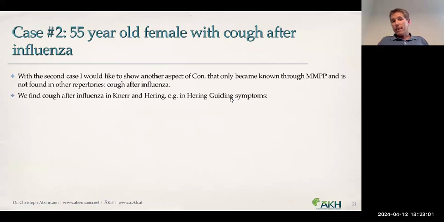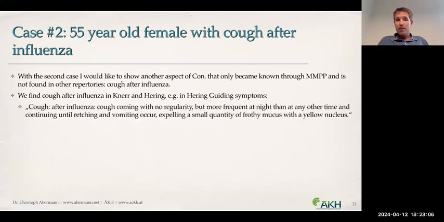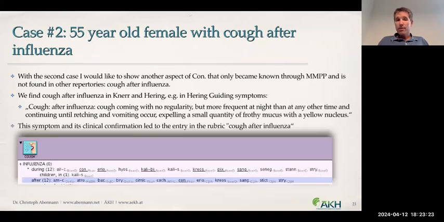We find cough after influenza in Knerr and Hering. For example, in Guiding Symptoms, we see cough after influenza, cough coming with no regularity, but more frequent at night than at any other time, and continuing until retching and vomiting occur, expelling a small quantity of frothy mucus with a yellow nucleus. This symptom and its clinical confirmation led to the entry in the rubric cough after influenza, which, by the way, is not in the other big repertories that you can work with today.